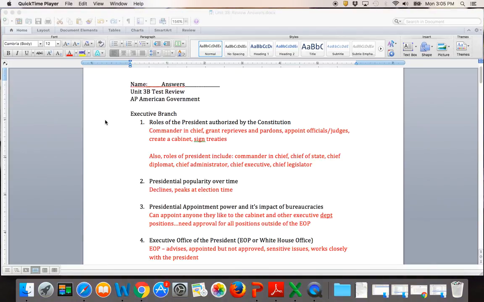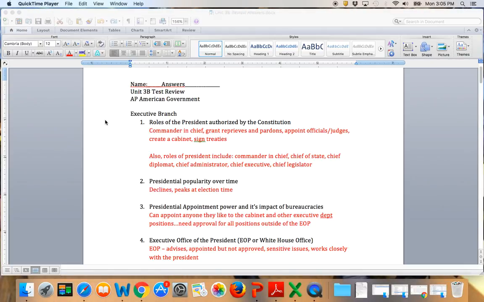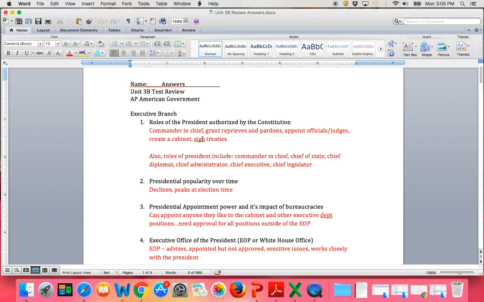A couple of the roles: Commander-in-Chief, things found in the Constitution, can grant reprieves and pardons, can appoint officials, judges, ambassadors, can create a cabinet to head the 15 cabinet positions in the executive branch, can make treaties, and then officially signs them if they're approved by Congress.